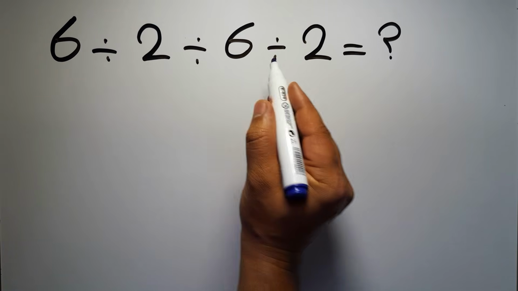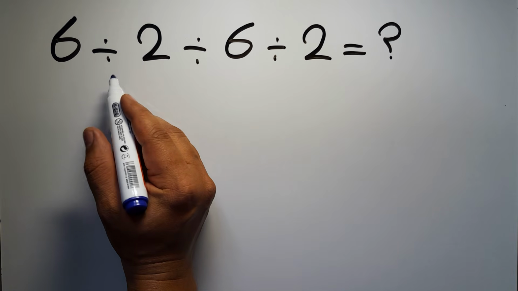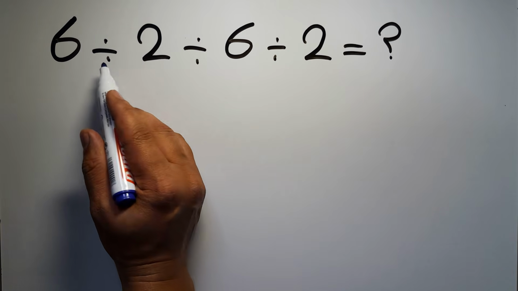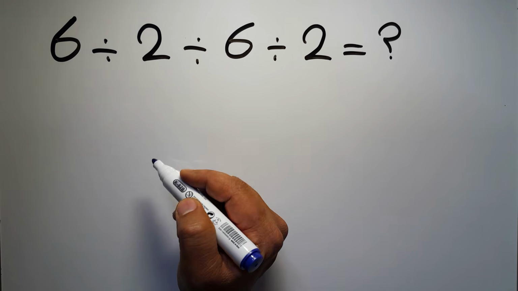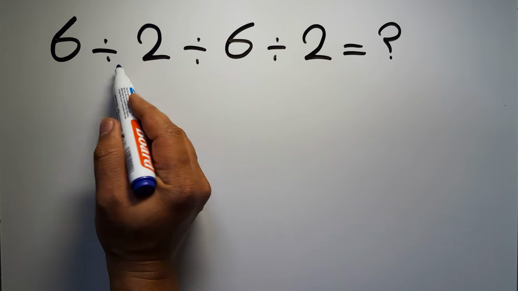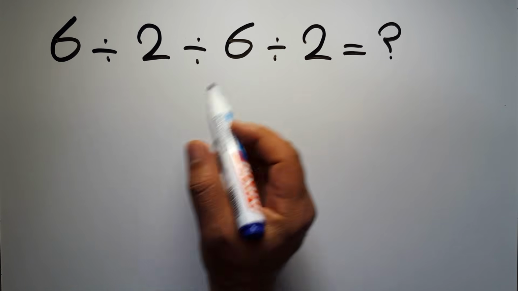In this expression, we have 3 divisions, and according to the order of operations, when we have more than one division in an expression, we have to work from left to right. So here first we have to do this division, then this division, and finally this division.